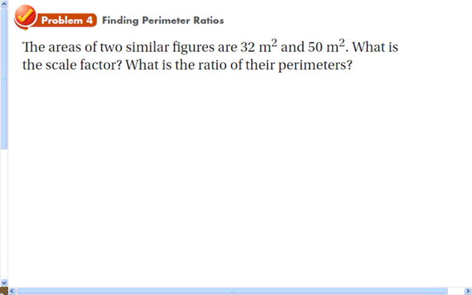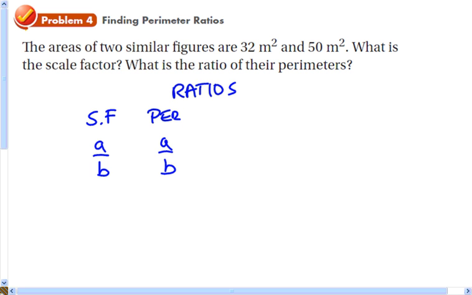All right, finding perimeter ratios. The areas of two similar figures are 32 square meters and 50 square meters. What is the scale factor? What is the ratio of the perimeters? All right, remember, if we have a scale factor and say it's A over B, then the corresponding ratio of perimeters is the same, A over B, and the ratio of areas is A squared over B squared. Well, in this case, we're given areas, 32 and 50, so our A squared over B squared is equal to 32 over 50.